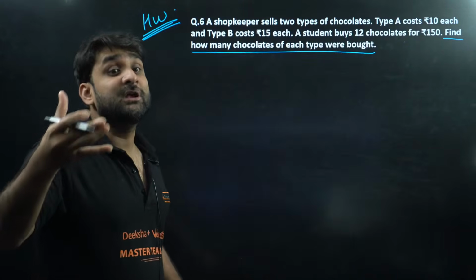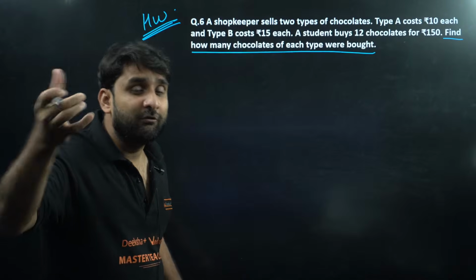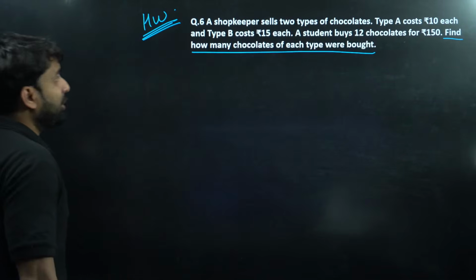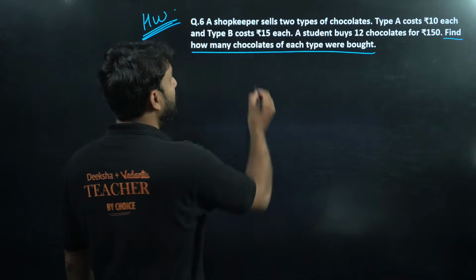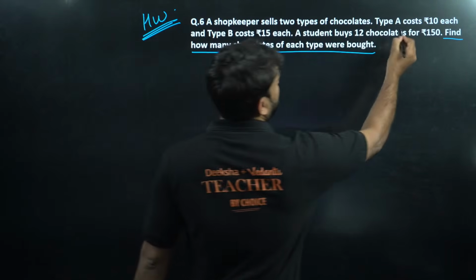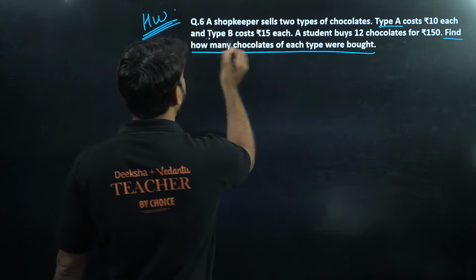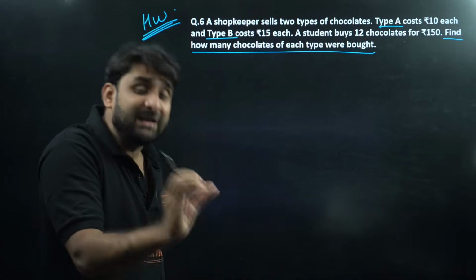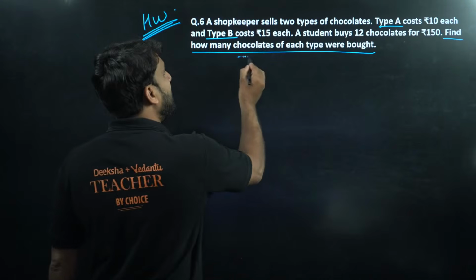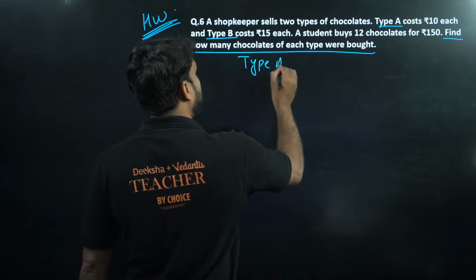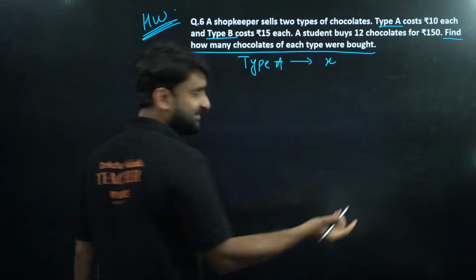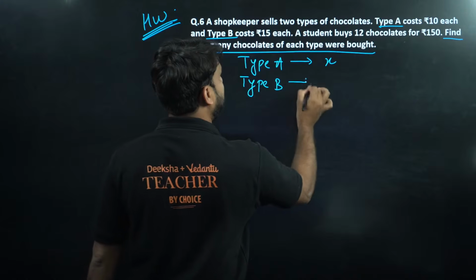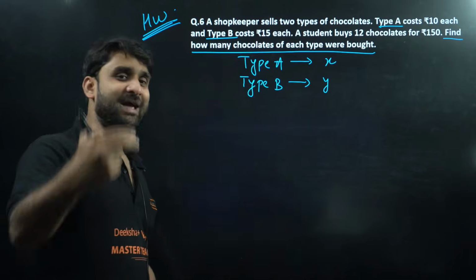Find how many chocolates of each type were bought. We don't know how many chocolates there are. So there are two types of chocolate, type A and type B, but we don't know the exact number of chocolates of type A and type B. So let the number of type A chocolates be X, and suppose the number of type B chocolates is Y. You have X and you have Y.